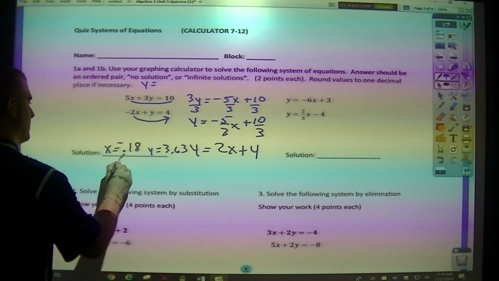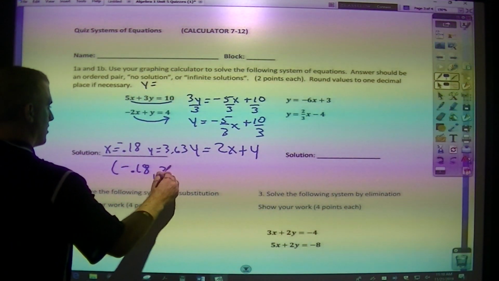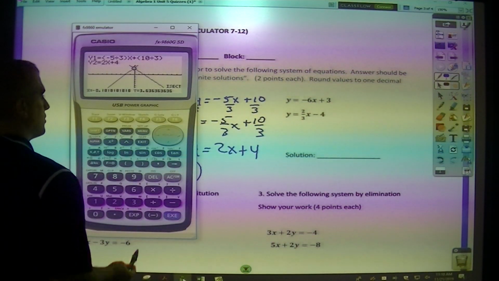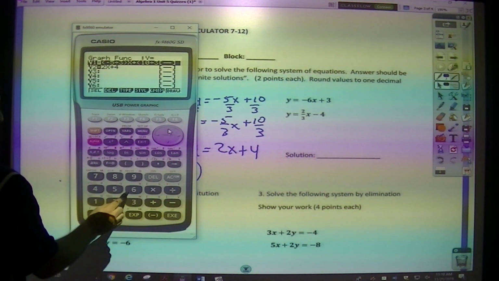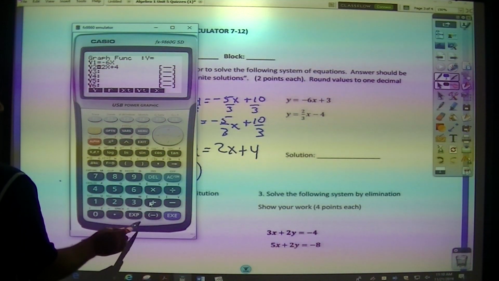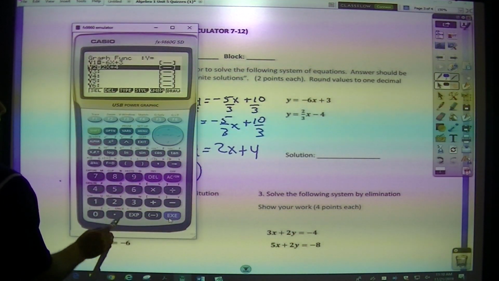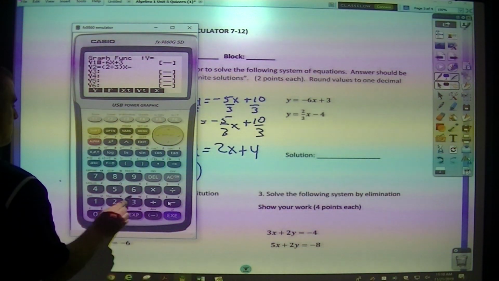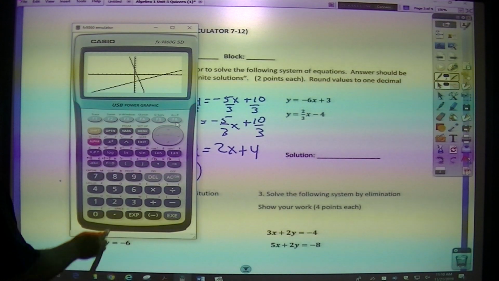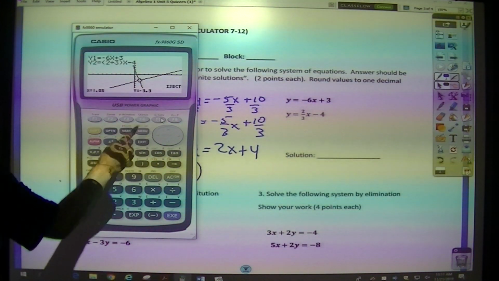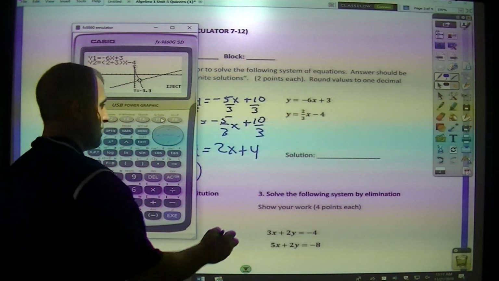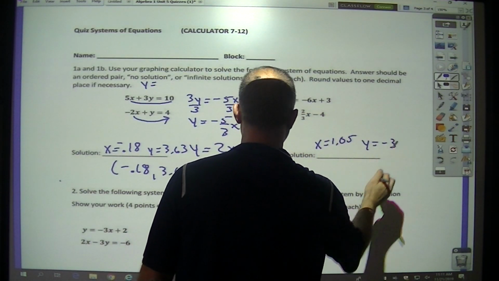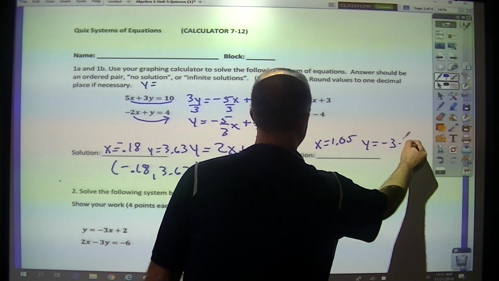So you can write it like this, or like this. Okay, this one is already in y equals, so I don't have to do as much there. I do negative 6 alpha x plus 3, and then 2/3 alpha x minus 4. Draw, G-solve, ISCT for intersect. I get 1.05 for x, negative 3.3 for y.